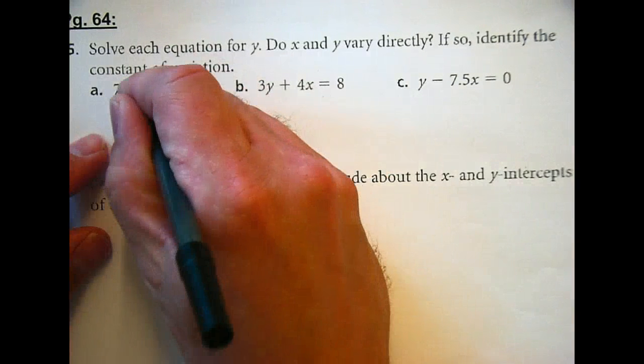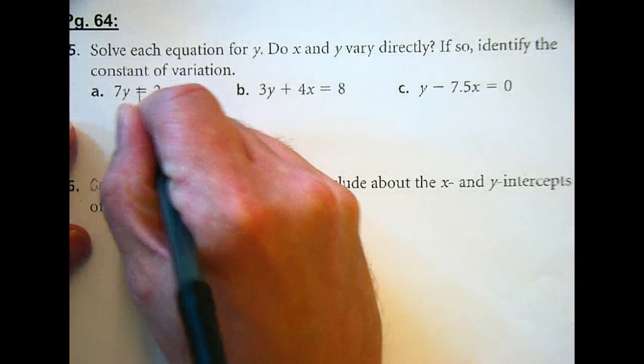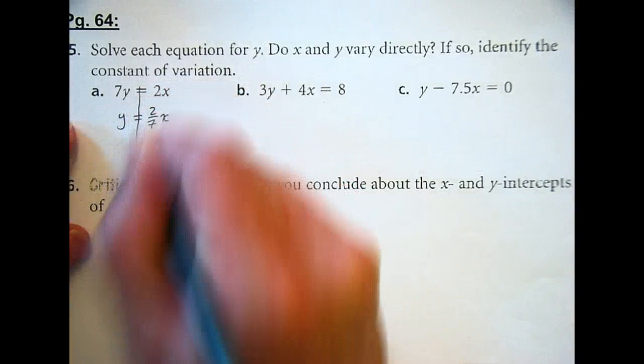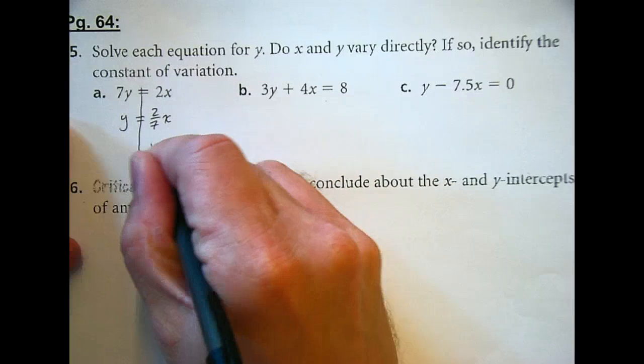All right, if I'm solving for y, what do I do here? Divide by 7. Cassie. Divide by 7. We get y equals 2/7 x. Direct variation? How many say yes? How many say no? How many say I'm not sure? Okay, the answer is yes. Someone that said yes. Why is it a direct variation?